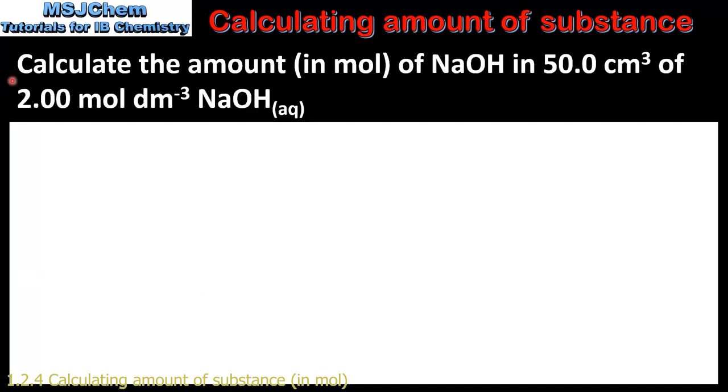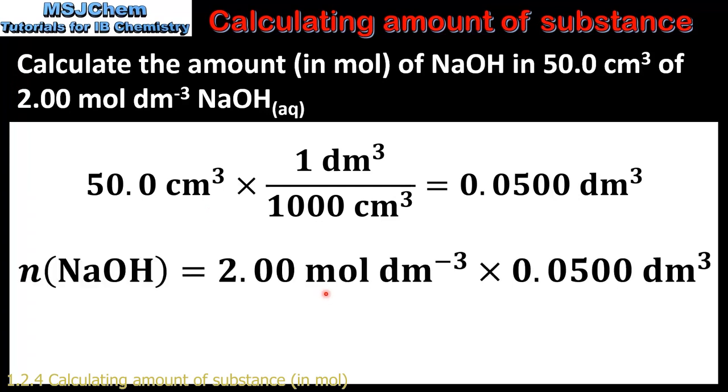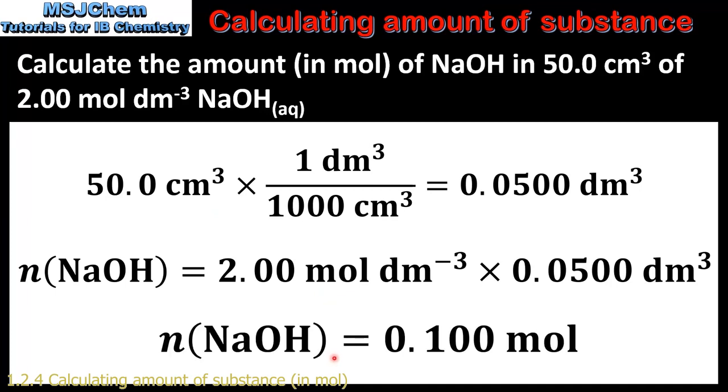In the next example, we'll calculate the amount in moles of sodium hydroxide in 50 centimeters cubed of a 2 mole per decimeter cubed solution. So we'll start by converting the volume from centimeters cubed to decimeters cubed. We then multiply the concentration in moles per decimeter cubed by the volume in decimeters cubed, and this gives us an amount of 0.1 moles of sodium hydroxide.